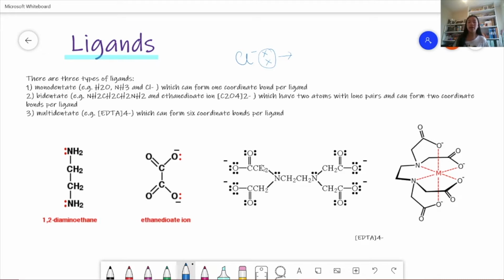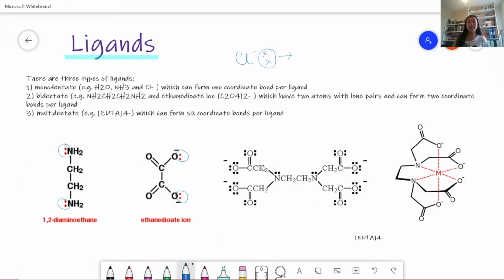The second type is a bidentate ligand. An example of this would be the ethane dioate ion or the 1,2-diaminoethane. And these both have 2 atoms with lone pairs and can form 2 coordinate bonds per ligand. So if we see here the 1,2-diaminoethane example, we've got a pair here and a pair here. So that means that we can form 2 coordinate bonds with a ligand, and the same with the ethane dioate ion.